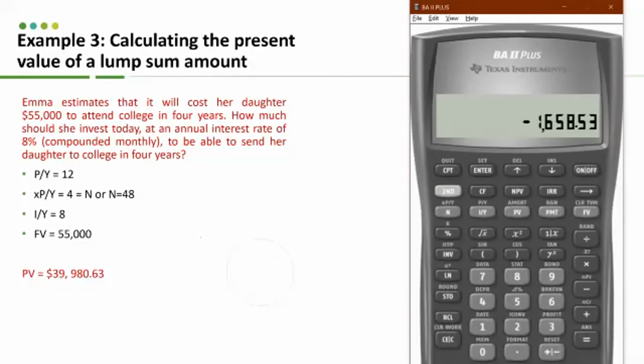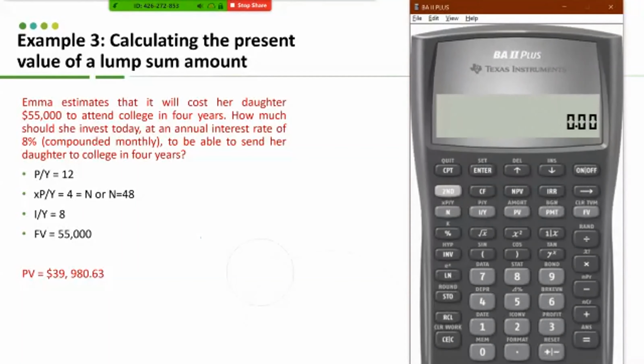Okay, so first, as usual, we need to extract the data. From the question, payment per year is 12, the period is 4 years, the interest rate per year is 8% compounded monthly, and she needs 55K in the future, so it will be future value. So you press second and then clear TVM. First you need to key in P per Y. Press second P per Y. Because your previous data was 12, the number 12 remains there. You just press enter to confirm the value, and then press second quit.